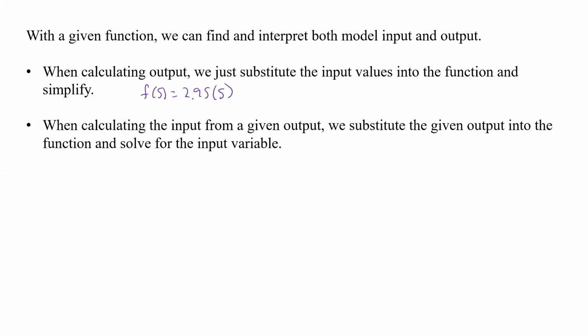Now, when calculating the input from a given output, what we have to do is substitute the given output into the function and then solve for the input variable. So in that case, maybe we had 59 was equal to 2.95x. And so we had to solve for x, so we had to divide by 2.95, and then we could get x is equal to, and I think that was supposed to be 20, but let me check for sure. Yeah, that's 20.